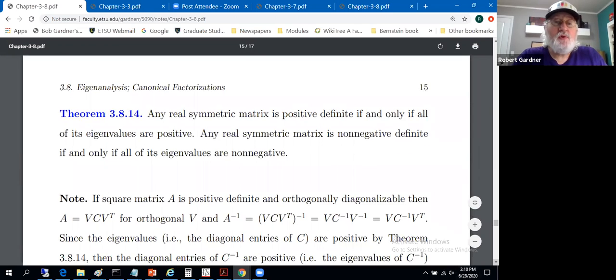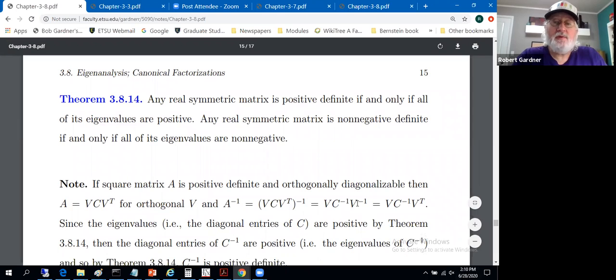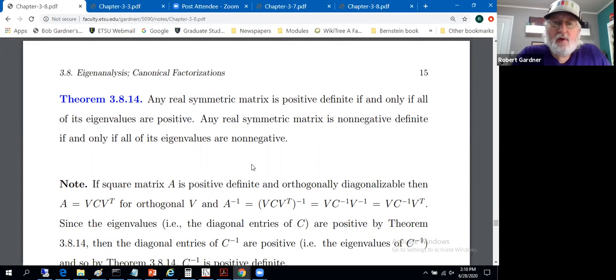Next, a useful result. A large catalog of results, but this one we're going to use several times in the remainder of this section. It says any real symmetric matrix is positive definite if and only if its eigenvalues are positive.